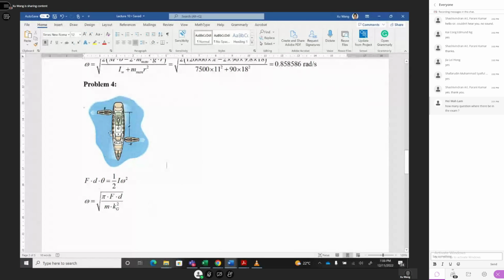So you get Fd is moment times theta. Theta is 2 pi, half of pi. Okay, this external work should be built up into this kinetic energy, half of I omega square. I equals k g square multiplied by m. Okay, so in this case, this is half of pi. Cancel the half, this gets pi.